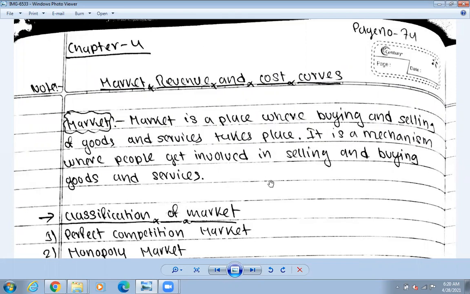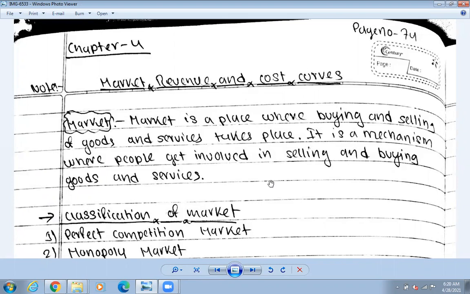So what is market, what is revenue, what is cost curve? We need to know that. Market means what? Market is a place where we can buy and where we can sell. The place where we can buy and sell is called a market, isn't it? And revenue means income. So how much you earn, that is the revenue. The money that you earn by selling something or by doing a service, that is called the revenue.